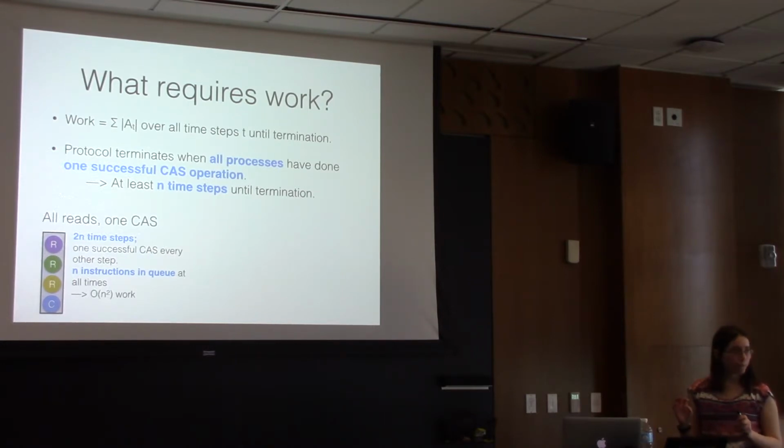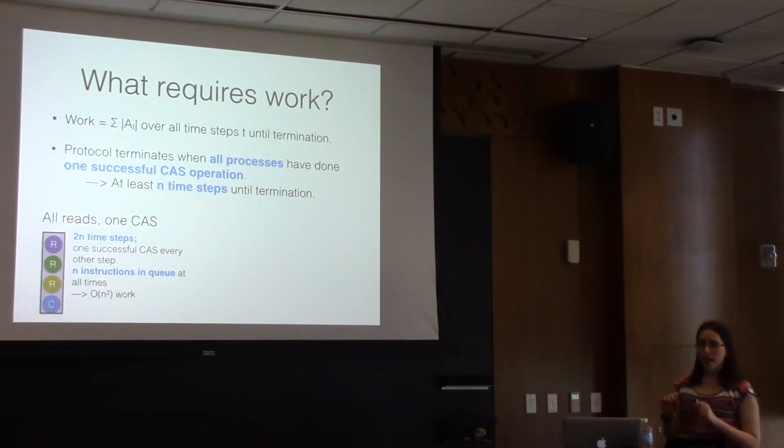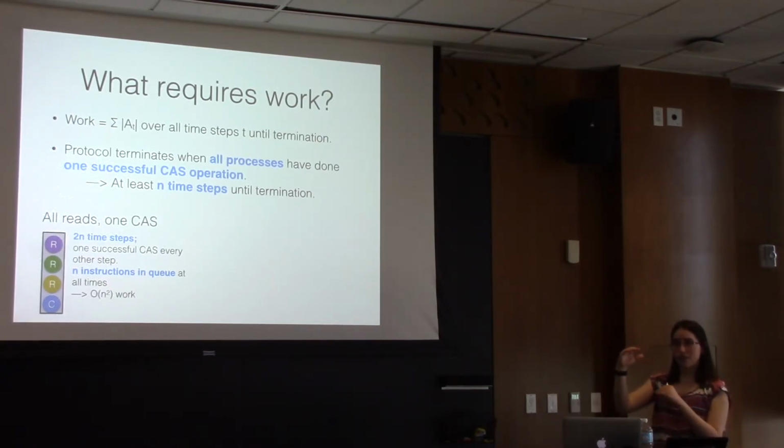You're saying this is the best case? Yeah, this is the best case scenario. If this happens, then we have n time steps, and in each one of them we have n things that are sitting on the queue. And so we get n squared work.